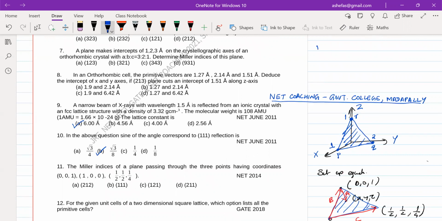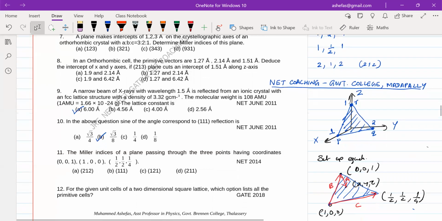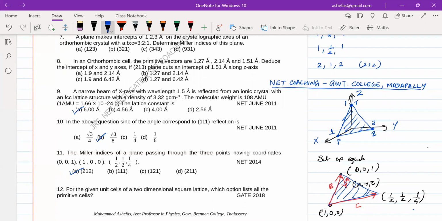So the intercepts 1, 2, 1 have reciprocals 1, 1 by 2, 1. So we have to multiply throughout by 2. So it will be 2, 1, 2. So the Miller indices would be 2, 1, 2. So the answer is 2, 1, 2.